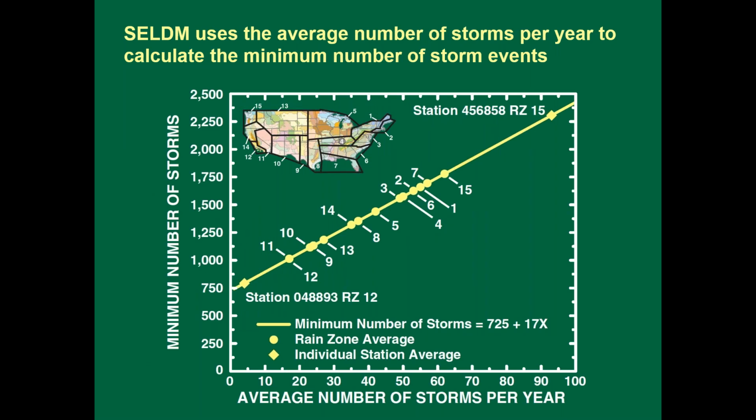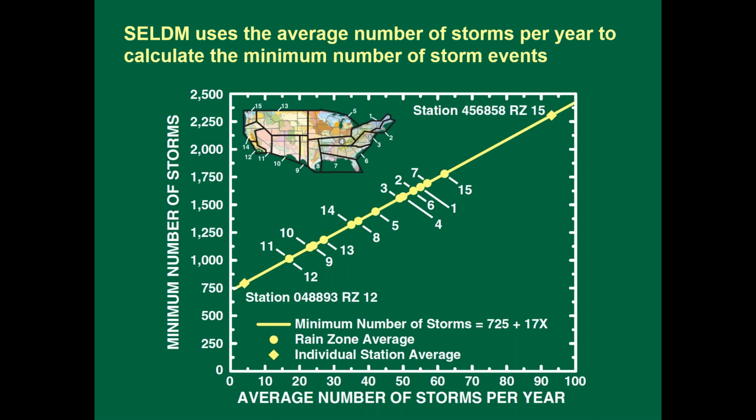So SELDM uses the average number of storms per year to calculate the minimum number of runoff producing storm events to be generated in a given analysis. This graph shows the linear equation that we use to calculate the minimum number of storms, with data points for each EPA rain zone and for stations with the minimum and maximum number of storms per year. The vertical axis shows the calculated minimum number of storms. The horizontal axis shows us the average number of runoff producing storm events per year.